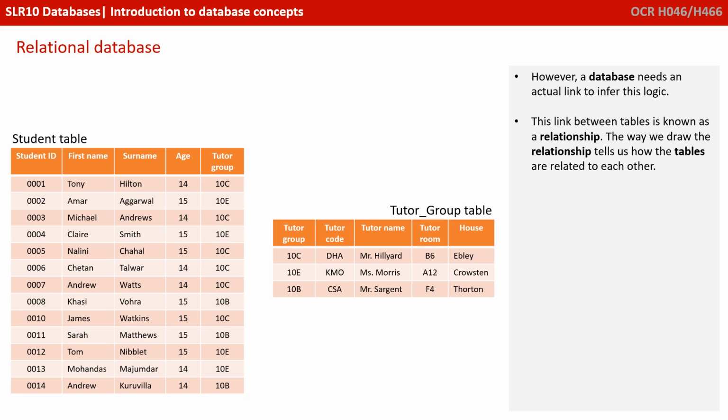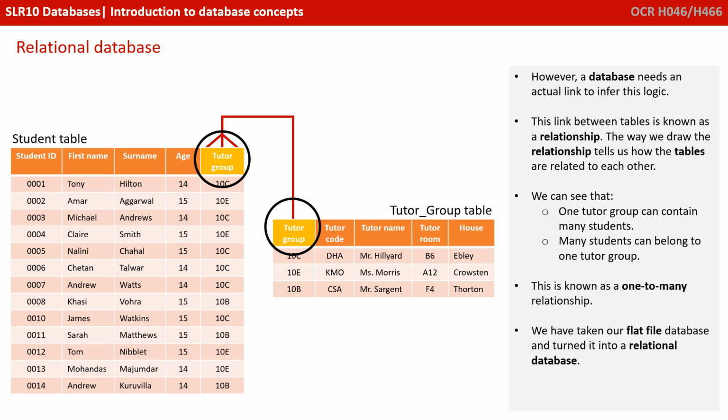However, a database needs an actual link to infer this logic. This link between tables is known as a relationship. The way we draw the relationship tells us how the tables are related to each other. We can see that one tutor group can contain many students. If we read the relationship in the other direction, it reads as many students can belong to one tutor group. So this is known as a one-to-many relationship. We've taken our simple flat file database and turned it into a relational database.